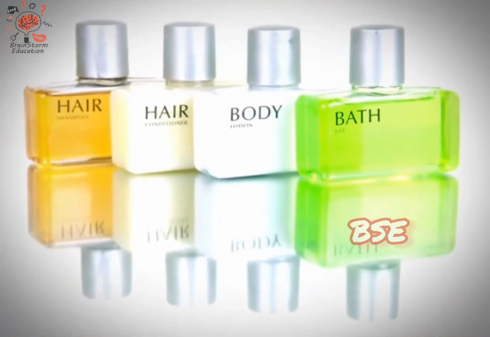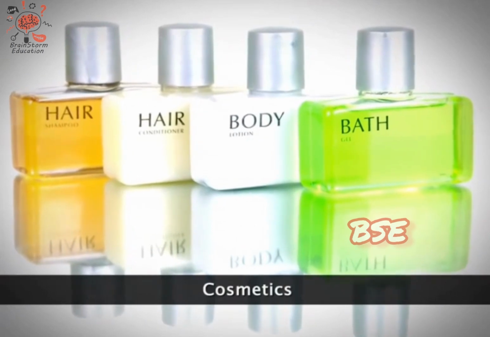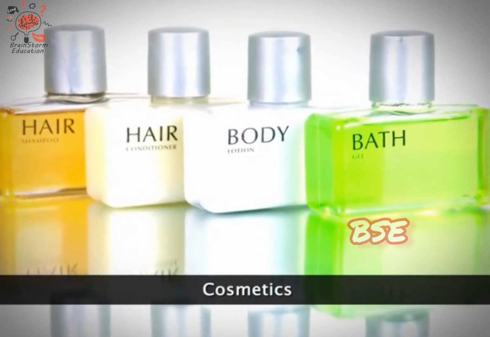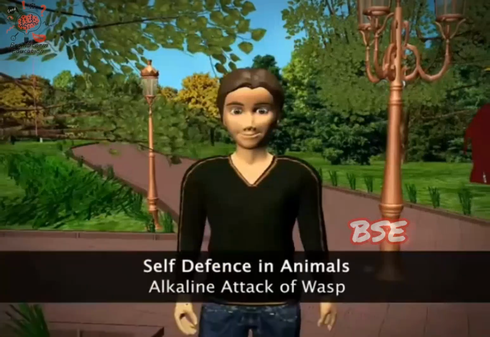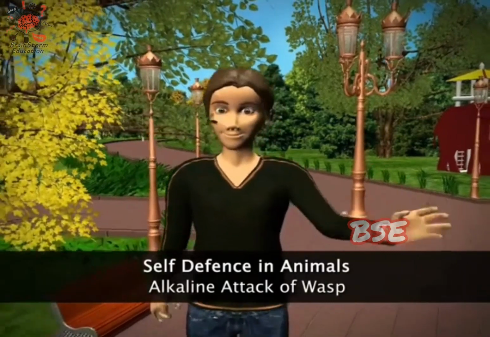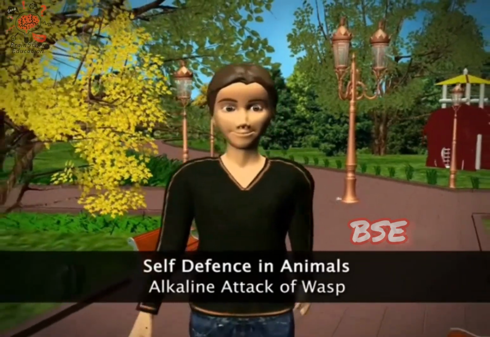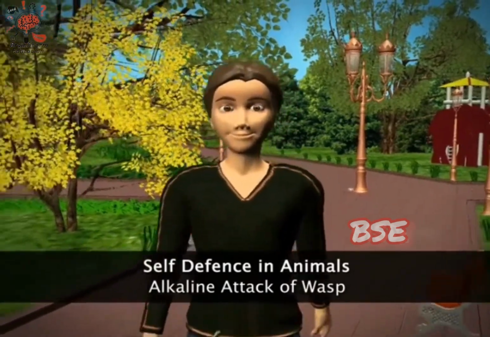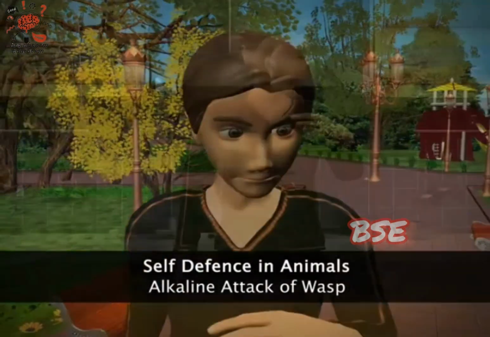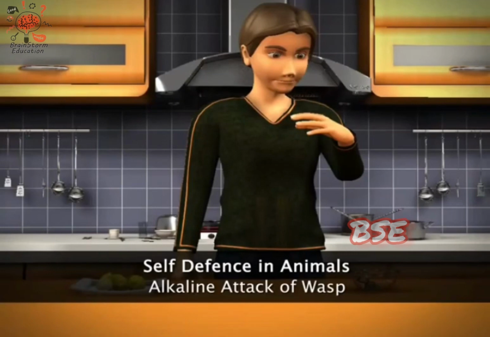pH values are very important in cosmetic products such as shampoos, face creams, soaps, deodorants. Insects use pH as a defense mechanism through what is actually chemical warfare. The sting of a wasp contains a base that causes irritation and pain to the person stung.